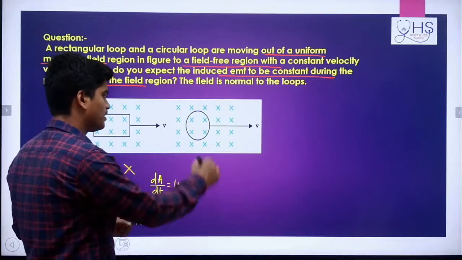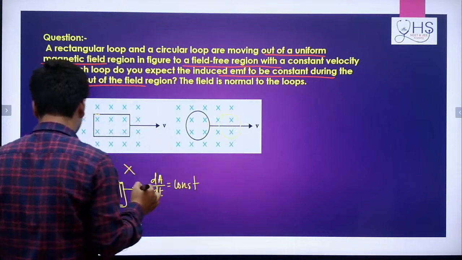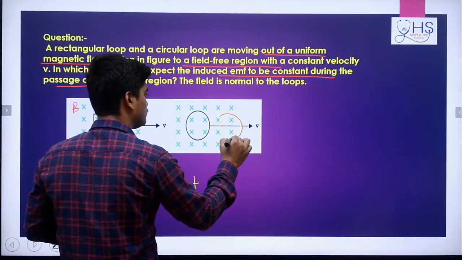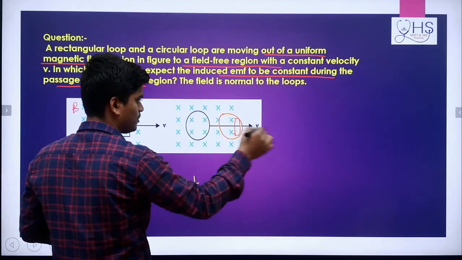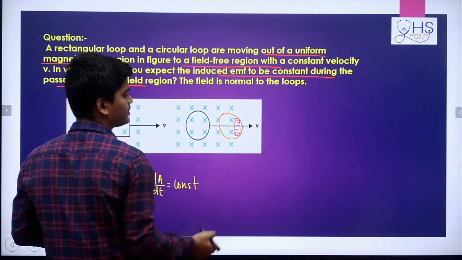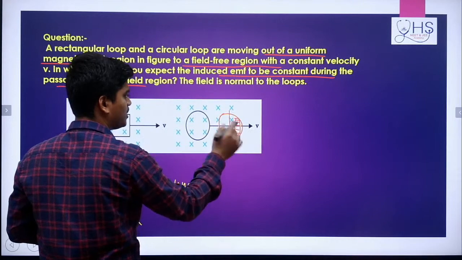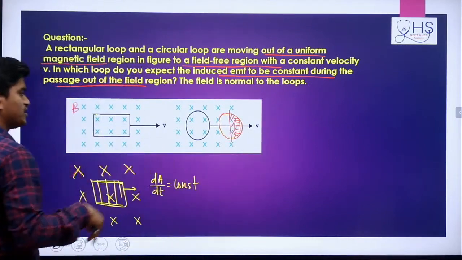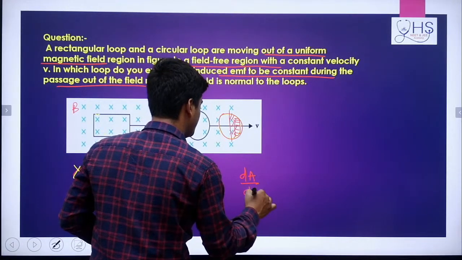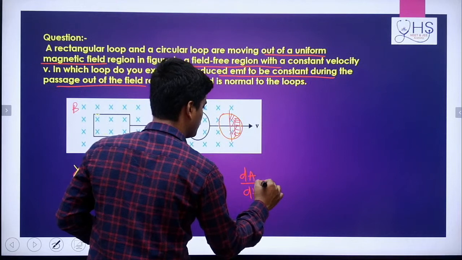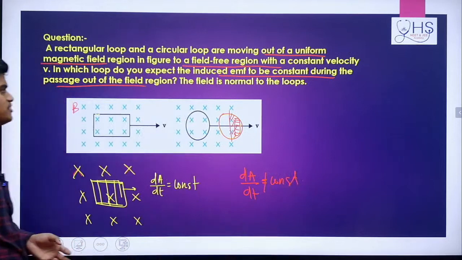But here what will happen? When the circular loop comes out, the loop will be like this, a little like this. Try to understand: when this comes, only this much area is coming out. Then when it is a little more, the area change is happening with respect to time. When it comes a little more, half of the circle, then this much area will come out. So with respect to t, its area is increasing. Now dA by dt for this type of loop is not constant.